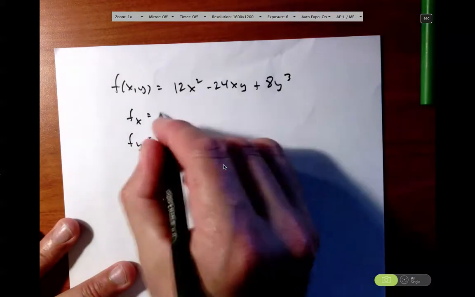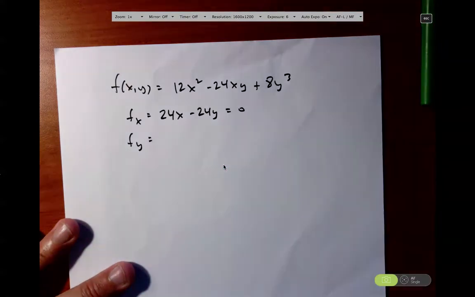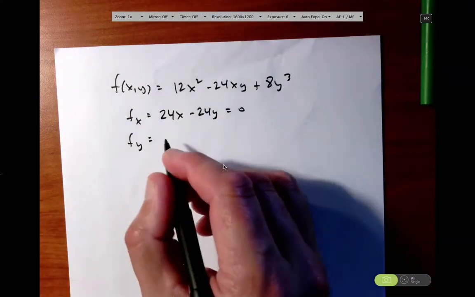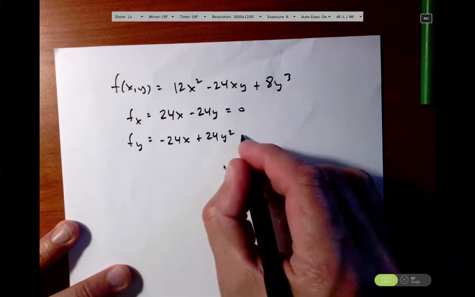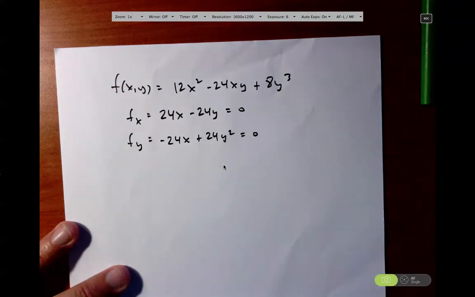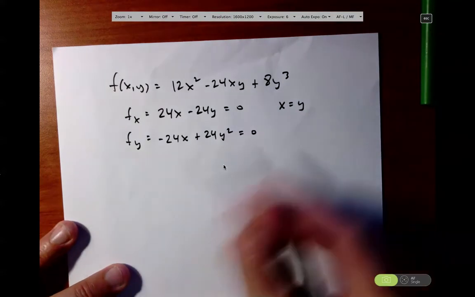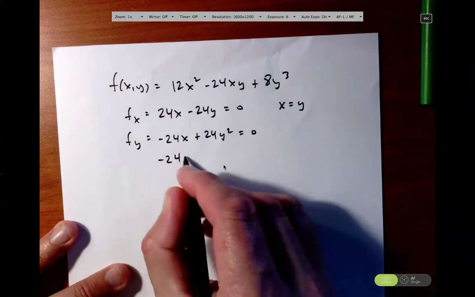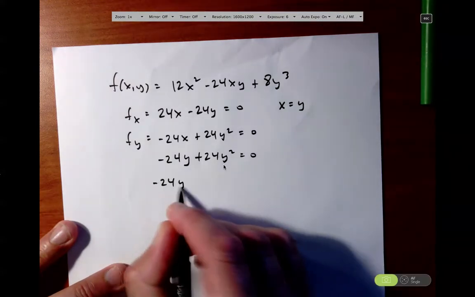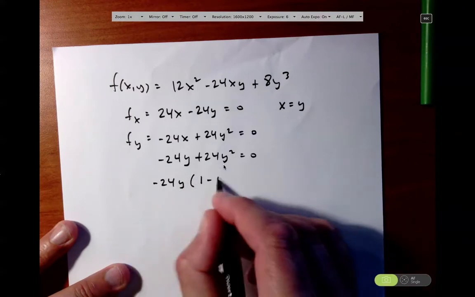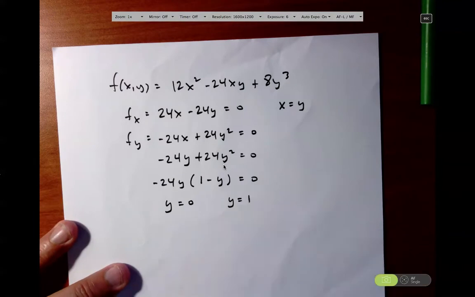Okay, so the derivative with respect to x is 24x minus 24y, and we set that equal to 0. The derivative with respect to y is negative 24x plus 24y squared, and we want that to be equal to 0. Okay, so from this first equation, I think we can agree that x and y are going to be equal to each other. And then if we substitute down here into this equation, we're going to get negative 24y plus 24y squared is equal to 0. If I factor out a negative 24y, we'll be left with 1 minus y is equal to 0, which tells me that y is equal to 0 or y is equal to 1.